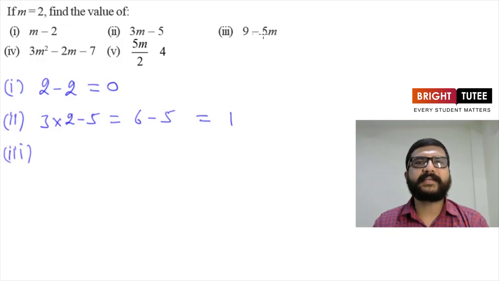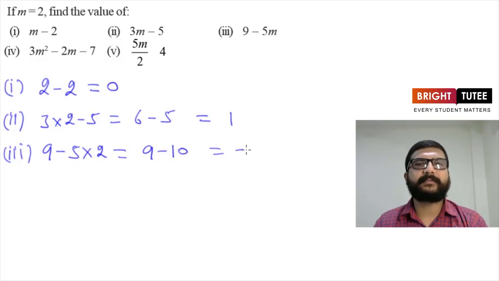Now the third question here is 9 minus 5m. So this will be 9 minus 5 into 2 because value of m is 2. So this will be 9 minus 10 because minus 5 into 2 is minus 10. Now 9 minus 10, this will be minus 1.